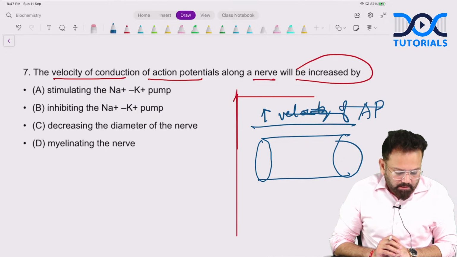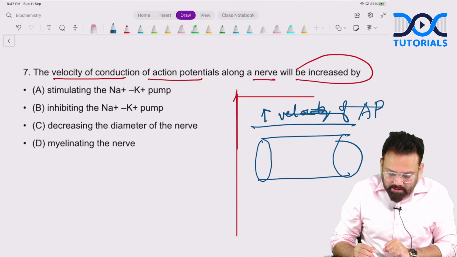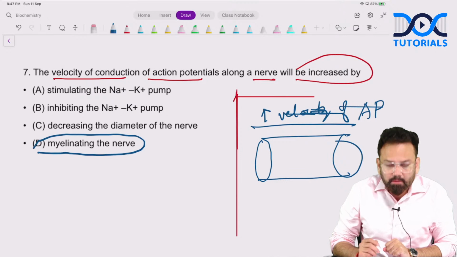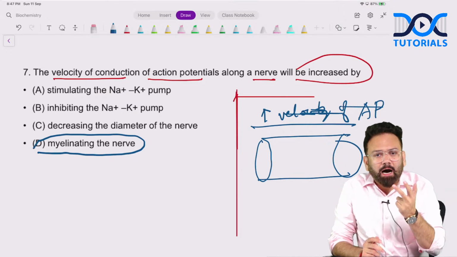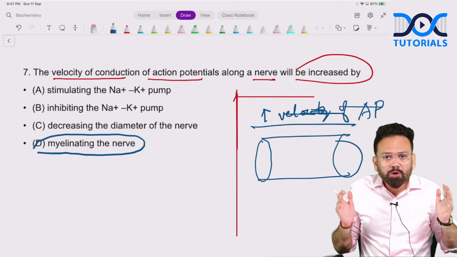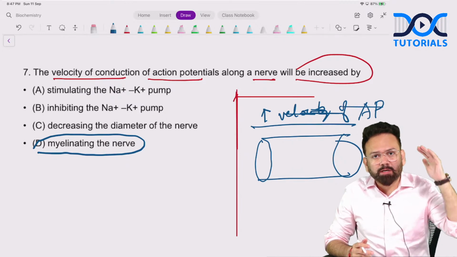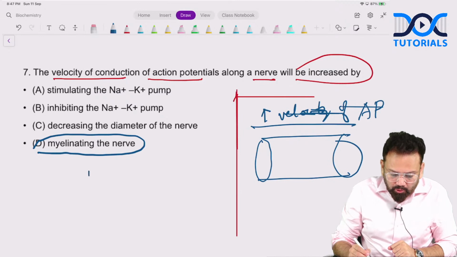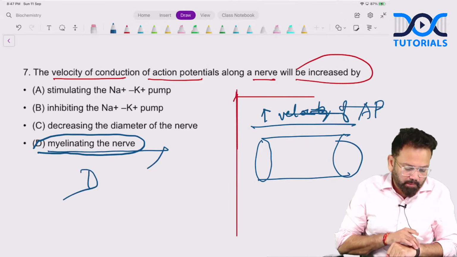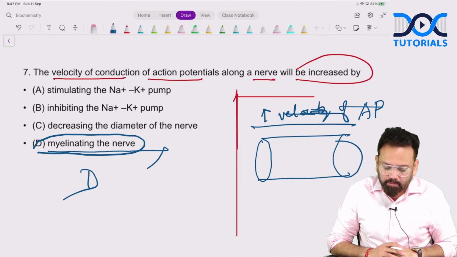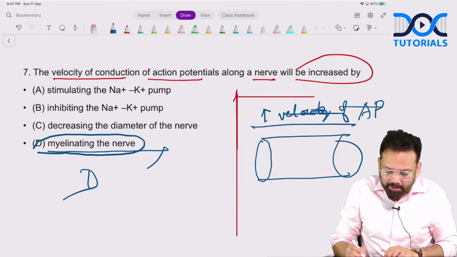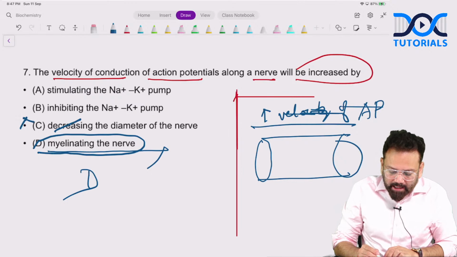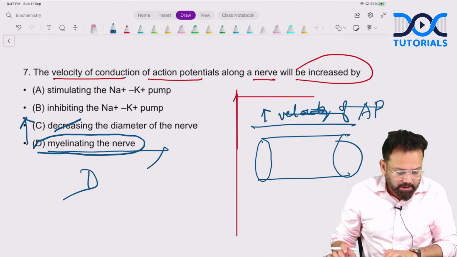Yuvraj, Danish, Karan are saying answer D. Very good, excellent. So there are mainly two ways. Either you increase the diameter, so velocity will increase because resistance will be low, or myelinate the neuron. So the answer is D. Most of you are correct. Myelination of the neuron. Decreasing the diameter? No. Increasing the diameter of the neuron. So the answer is D, not C. Very good.